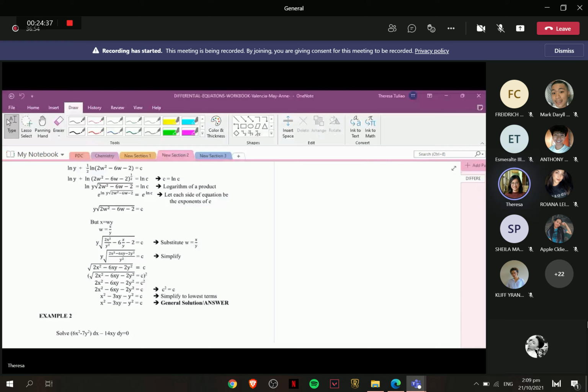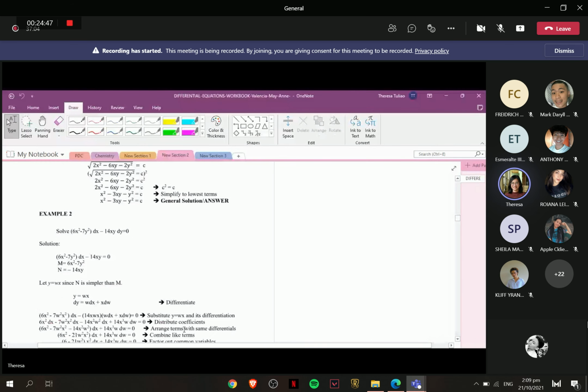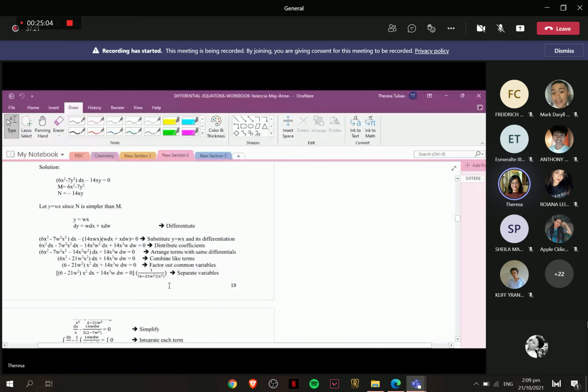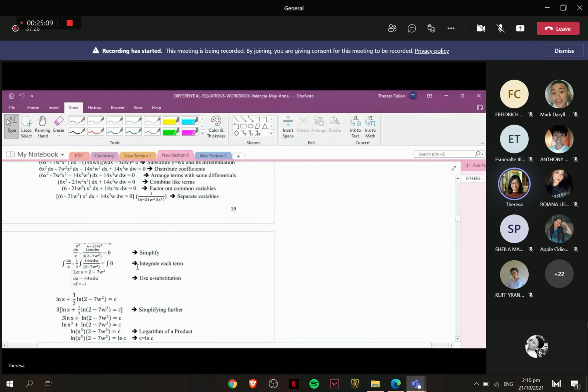Okay, so continuing our discussion, no? Here in example 2, we have n is simpler than m, no? So the steps are the same, no? But if n is simpler than m, we use y substitution. y is equal to wx and dy is equal to w dx plus x dw. So same step, substitute, distribute coefficients, arrange terms, okay, separate the variables, integrate, is the necessary integration technique. Okay, usually it's u substitution, no?